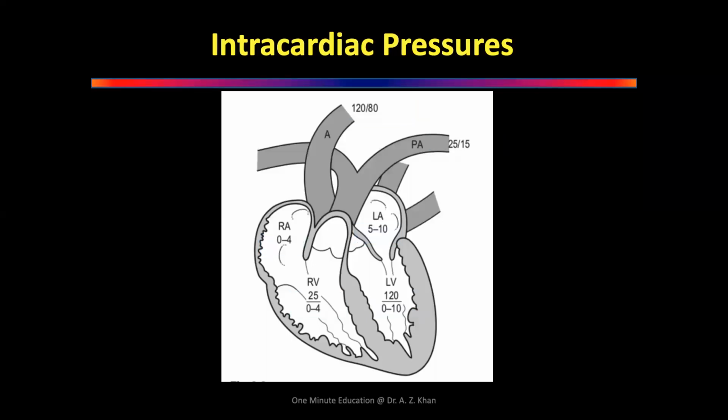Okay, these are the numbers, okay? So aorta has 120 over 80. Pulmonary artery is 25 over 15. Right ventricle is 25 over 0 to 4. Left ventricle is 120 over 0 to 10. The right atrium is 0 to 4. And the left atrium is 5 to 10. Okay? Is it clear? Okay.